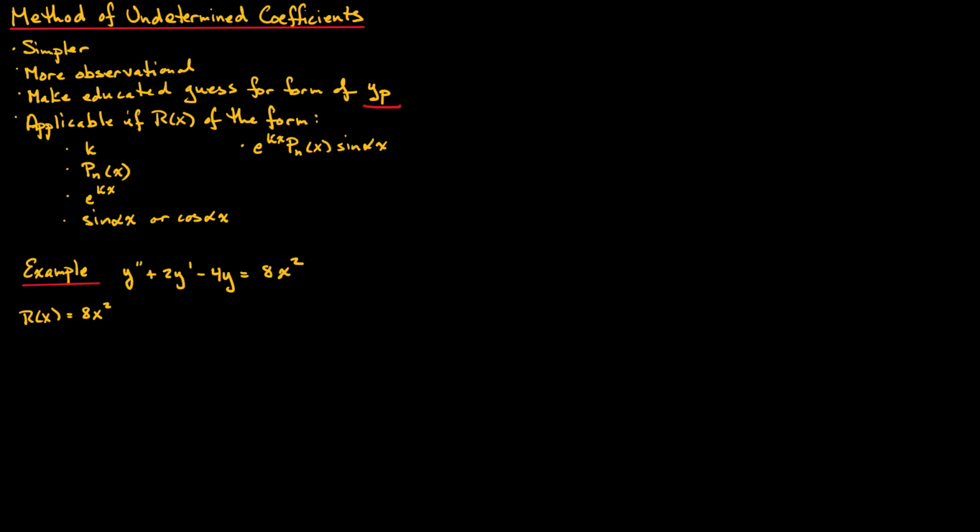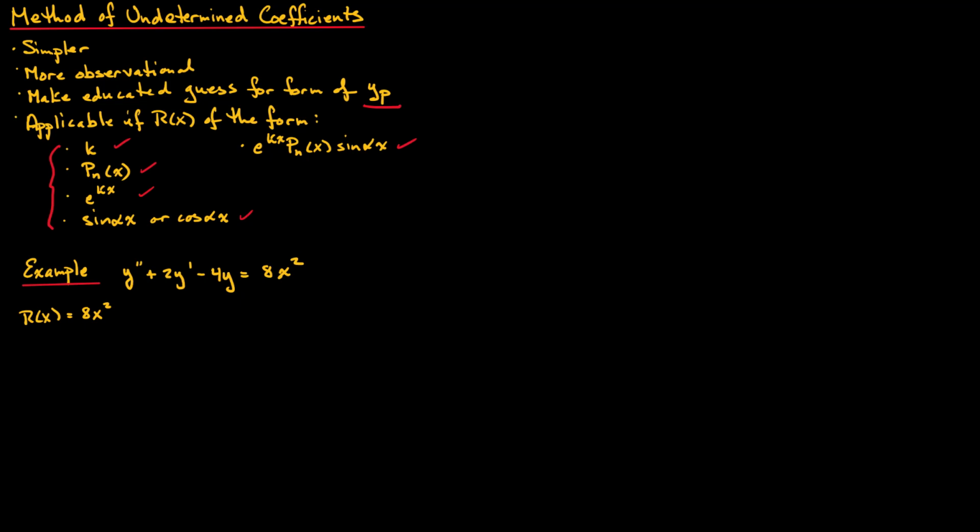It's applicable if r of x is of the form given over here. So we can have r of x being a constant, a polynomial of order n, exponential function, sine or cosine function, or the product thereof. And what we'll see is that, in fact, in a lot of engineering and scientific applications, these non-homogeneous terms appear. So it's actually quite applicable. This is best demonstrated via an example.